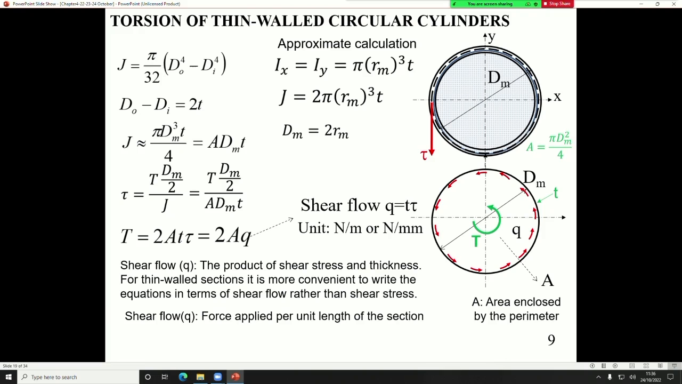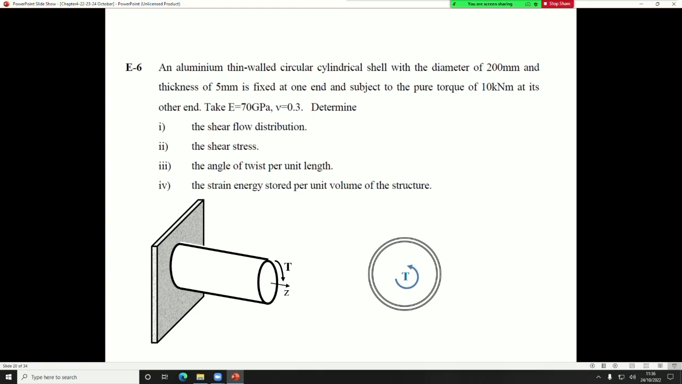Okay. Now, I'm going to solve one question for you based on slide number 9. Again, this is very similar to the tube you're going to do the experiment on. So we've got an aluminium thin-walled circular cylinder. Diameter is 200 millimeters. Thickness is 5 millimeters. It's subject to a pure torque of 10 kilonewton meters. The material properties are given.